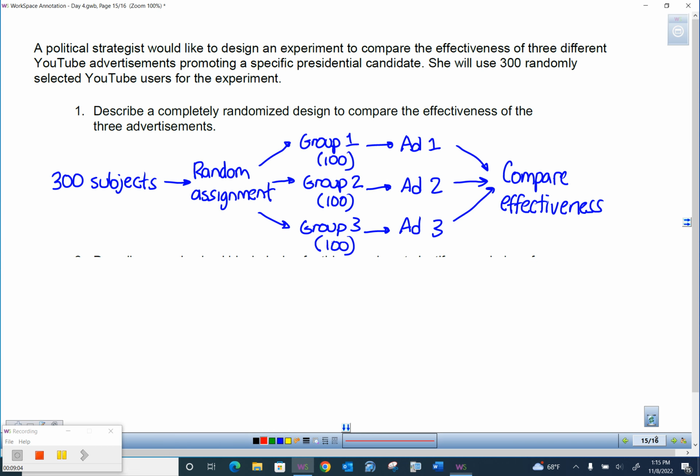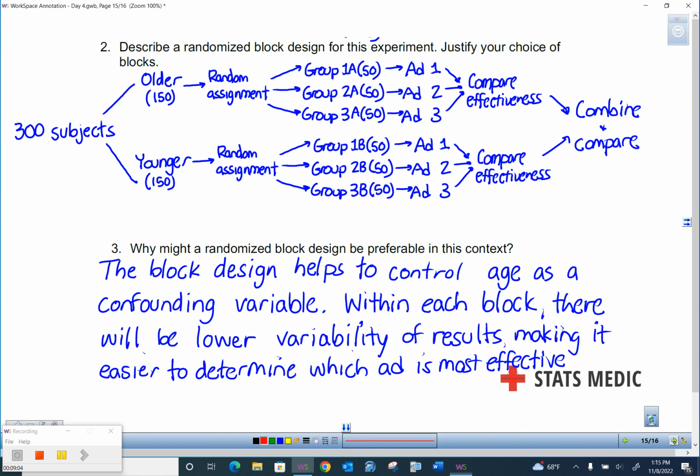Right, the next one was talking about a political strategist designing an experiment to compare the effectiveness of 3 different YouTube advertisements. So completely random again, you're splitting them into 3 groups because there were 3 ads, and then you're going to compare the effectiveness because that's what it was asking for on this one.